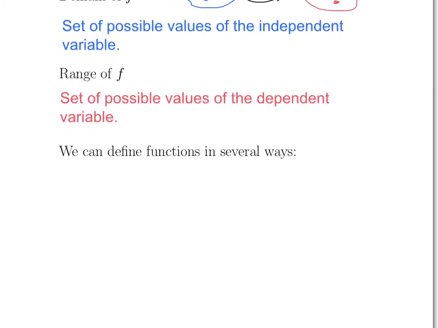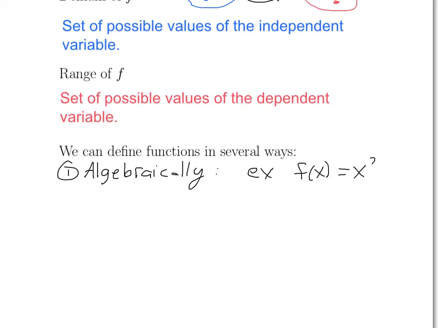Now there are several different ways to define a function. First of all, we have algebraically. Algebraically, this is just equations that you've seen before. For example, you can have something like f of x is equal to x squared. What this says is that every time you see x, you square it. That's the algebraic notation.